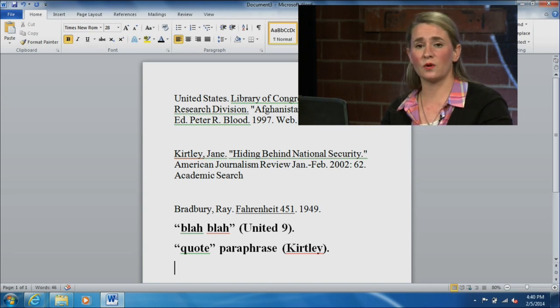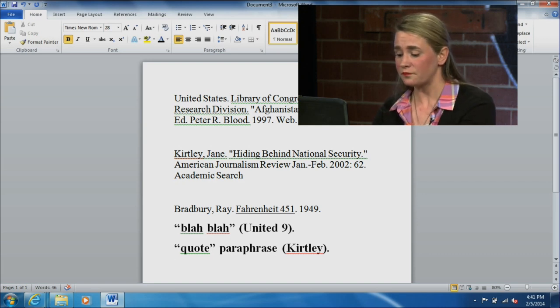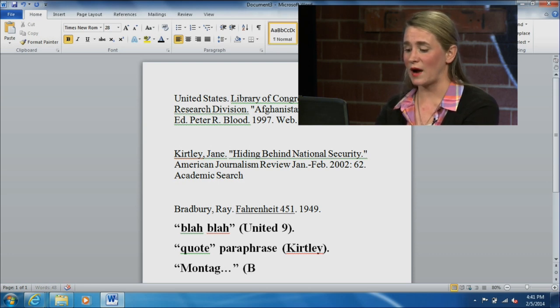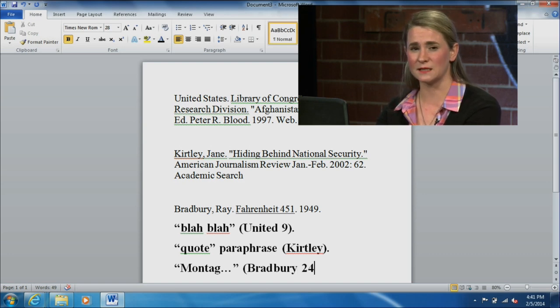Same thing if you were quoting or citing something from Ray Bradbury's Fahrenheit 451, a personal favorite. You would have the quote here, something about Montauk doing something, and you would have Bradbury in the quotation marks. This is a book, so there definitely are page numbers. So you would put his last name, a space, the page number, no PG, no P, no number sign, nothing.